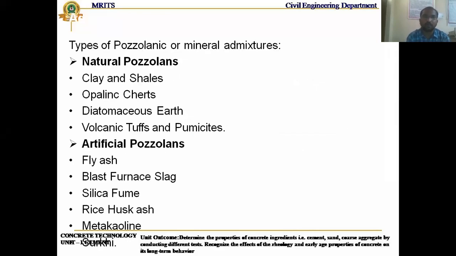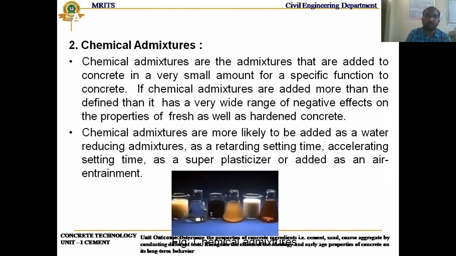And types of mineral admixtures: these are classified into two types, natural pozzolanas and artificial pozzolanas. Under the natural pozzolanas, clay and shales, opaline cherts, volcanic tuffs and pumicites will come. And under the artificial pozzolanas, fly ash, blast furnace slag, silica fume, rice husk ash and metakaolin will come.